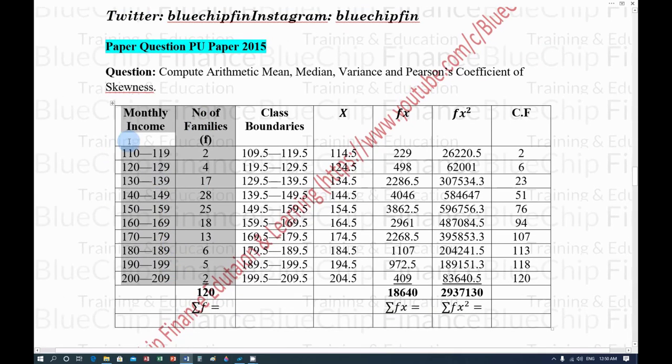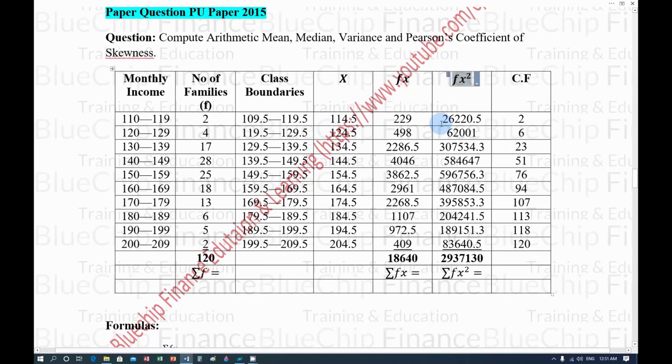So we just take these two columns containing the question items, and now what we need to calculate: first of all, arithmetic mean, median, variance and Pearson's coefficient of skewness. For mean we need class mark, for median we need class boundaries and cumulative frequency, for standard deviation or variance we need fx square, and after all these calculations we will be able to calculate all these things.